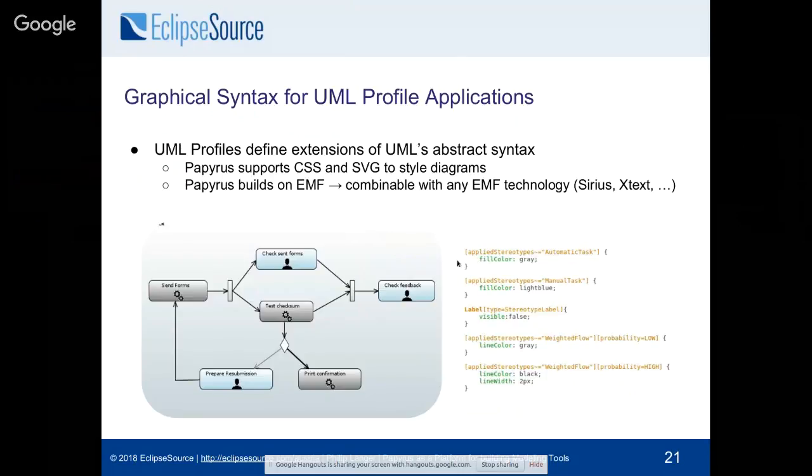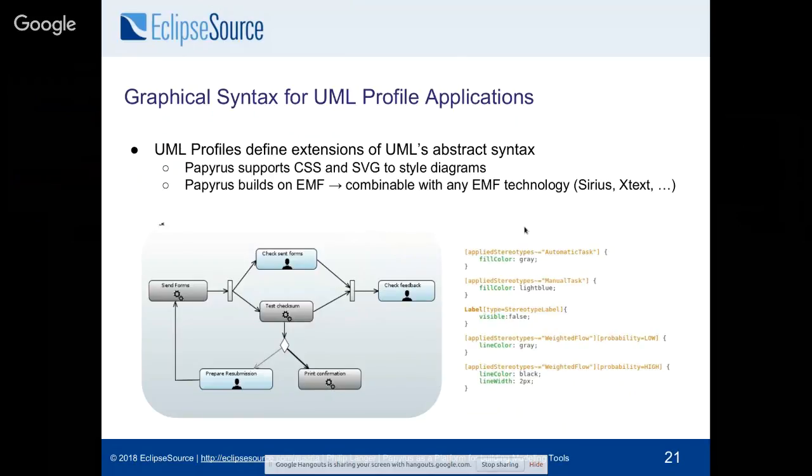So CSS basically always has a selector part and then a property part. In the selector part, you specify which elements you would like to select, and in the property part, which properties you would like to apply to the selected elements. In this example, we have selected all elements to which a stereotype of name automatic task is applied, and then we specify that the fill color is gray, and this would specify that these three automatic tasks have the background color gray.